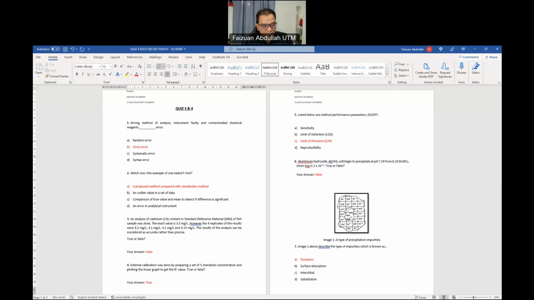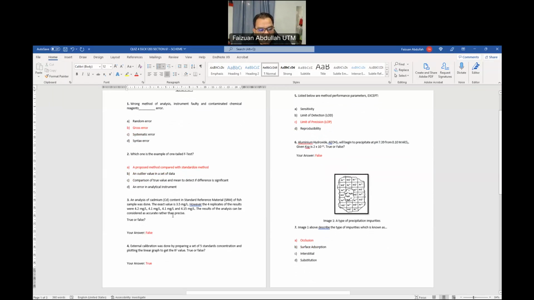Which one is the example of a one-tailed F-test? Of course, a proposed method compared with a standardized method. If the question asks you about this, a set of data of a proposed method compared with a standardized method, you guys need to use a one-tailed F-test, all right? To compare whether the proposed method is okay or not comparable with the standardized method.